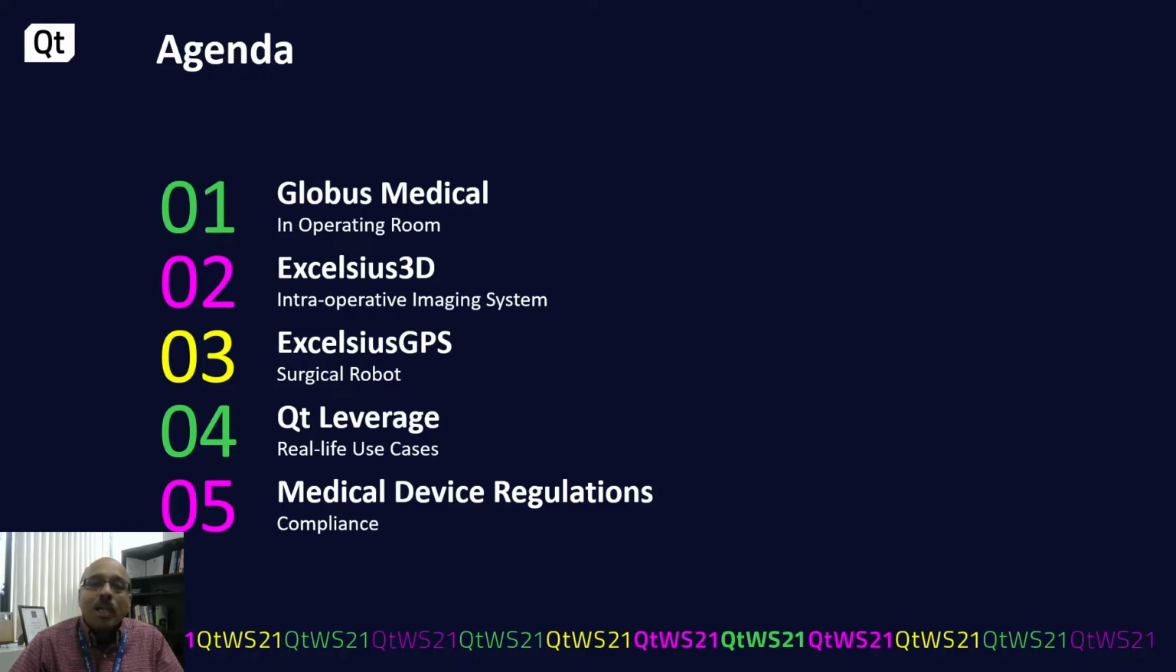We'll see how our Excelsius GPS robot operates in the operating room and what different functionalities it provides. We'll then take a look at some of the real life use cases on how we leverage Qt and its functionalities in our product development. Now, being a medical device product, we have to comply with several regulations, and we of course need to show how Qt as a third-party software plays in this world, and we'll take a quick look at how we approach it here at Globus.